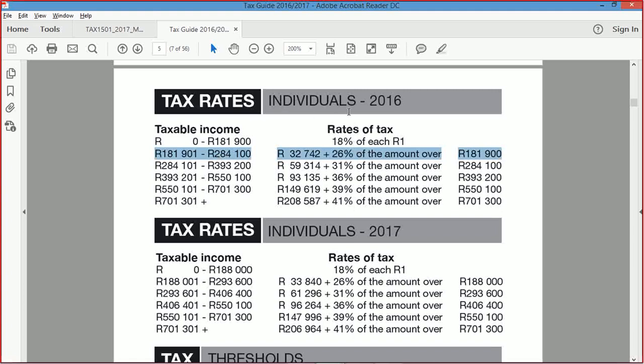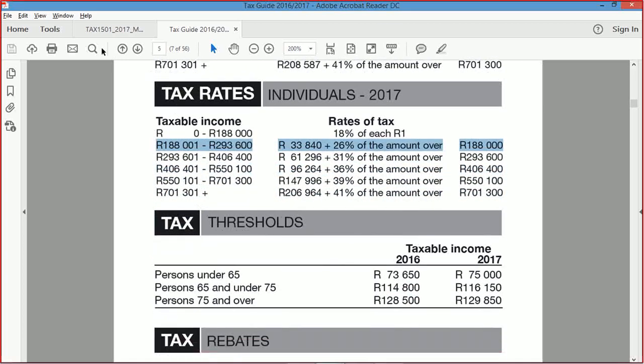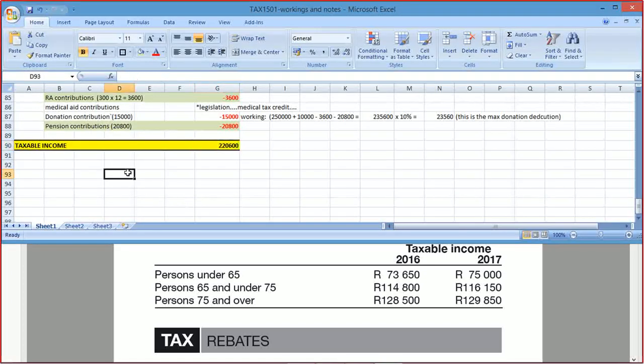This was for, oh, hold on. This is 2016, wrong tax year. Okay, this is 2017, that's the right one. Sorry, wrong table. They gave me both tables here. Okay, so I need to put this one up. There's the table. Okay, so what am I going to do? I'm going to copy that little bit there, and I'm going to paste that in my working.